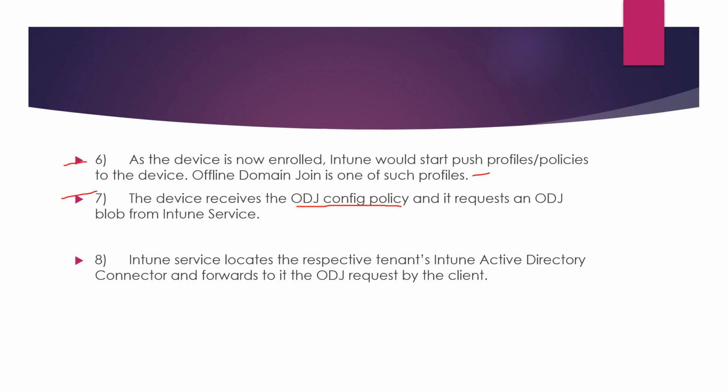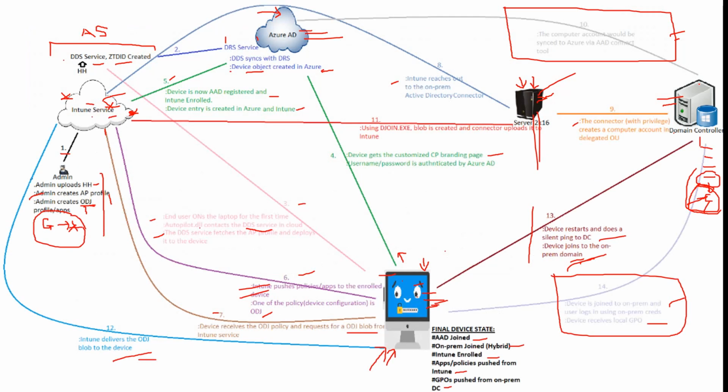In that profile, it sees that there is a name of a domain controller, and it realizes that it needs to join an on-prem domain. So it requests the ODJ blob. However, it cannot request the ODJ blob directly from the domain controller, because as you remember, this domain controller is in the intranet. This device is on the internet. This device has got access to both, but it doesn't know where exactly this domain controller is. So it will go to the Intune service.